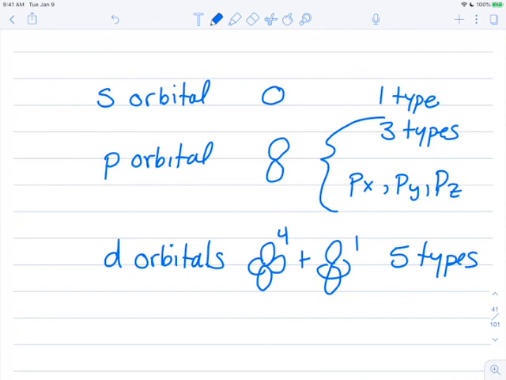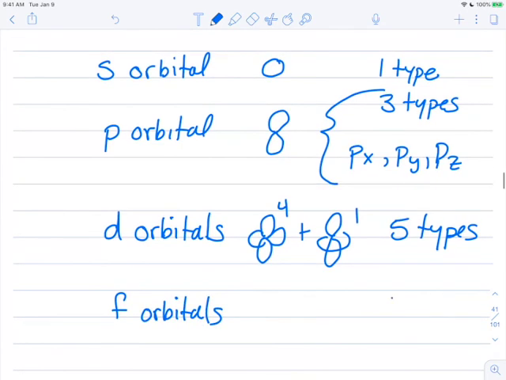All right, so next up are going to be the f orbitals. And what I want you to know about the f orbitals is that there's 7 types. I'm not going to make you memorize what they look like because they get kind of crazy in the f's.